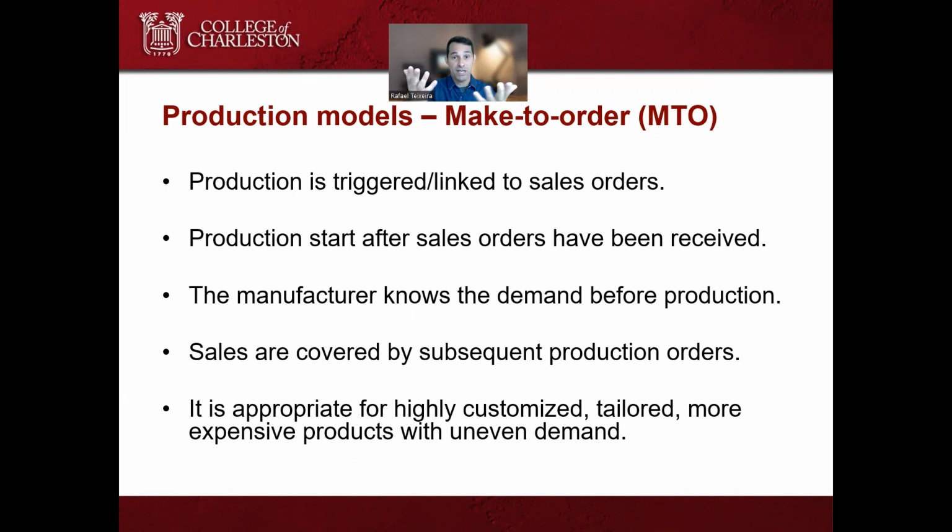I don't know, nowadays it's a mix of producing for inventory and make to order. But this is the reason it says here, production is triggered, it's linked to sales order. So there is an order, a sale order, we sold, then we start production. Production starts after sales orders have been received. The manufacturer knows the demand before production because it produces only what it sells. Sales are covered by subsequent production orders and it is appropriate for highly customized, tailored, more expensive products with uneven demand.